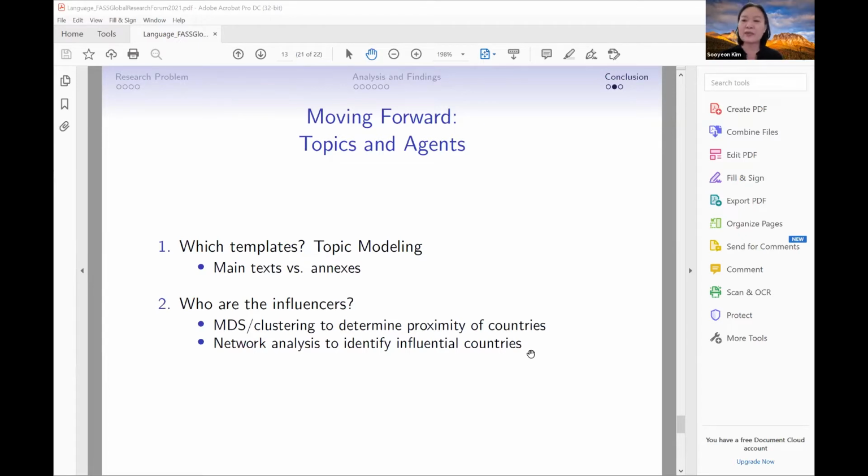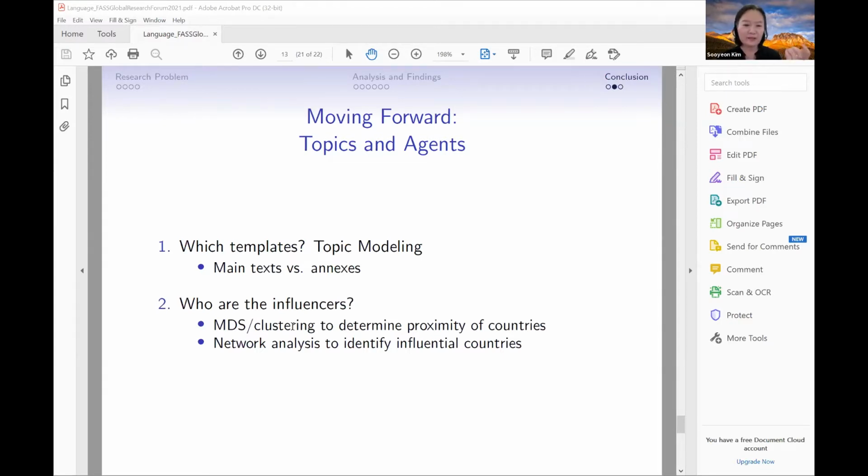So who are the governments that are signing what kinds of agreements, and do they look alike? And which countries tend to sign the most similar agreements, right? So we are using our similarity scores to do some multidimensional scaling and some clustering to determine the proximity of countries insofar as the similarity of their trade agreement treaties is concerned.